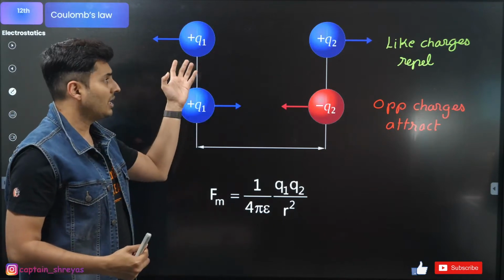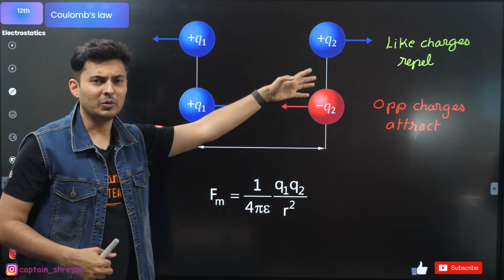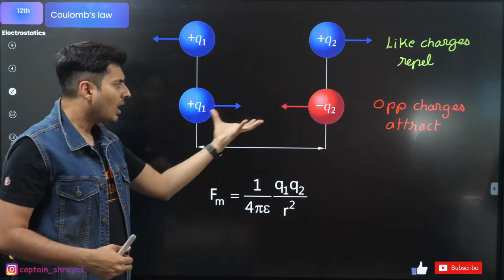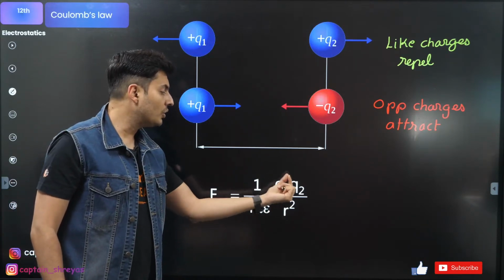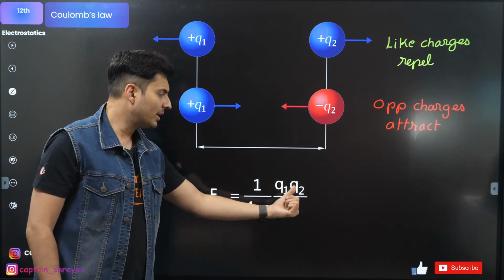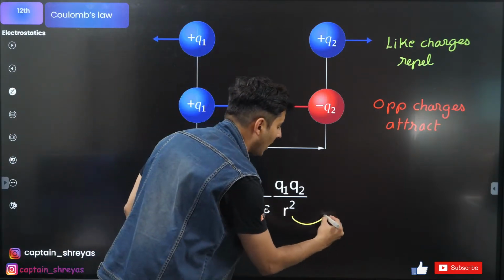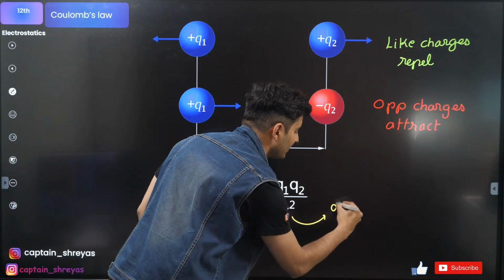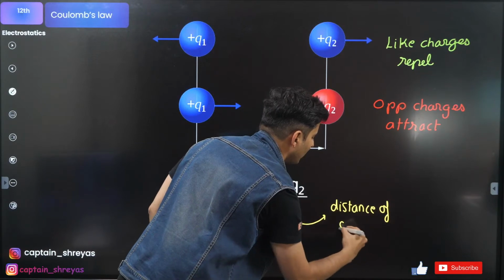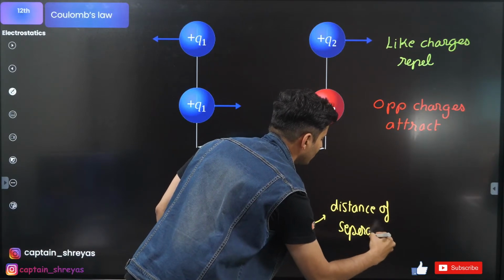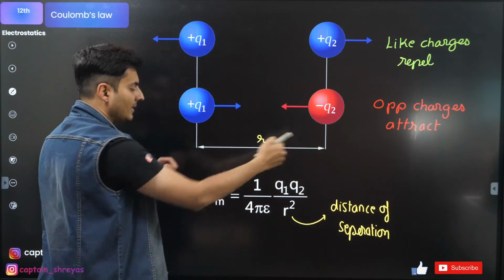Now, if I take a charge Q1, charge Q2, 5 coulomb, 2 coulomb, minus 10 coulomb, 20 coulomb, whatever charges you want to take, the magnitude of the force is given by a constant into Q1 Q2 by R square. Q1, Q2 are the charges. What is R, my dear students? It is nothing but the distance of separation between the charges. You can see this is the distance.